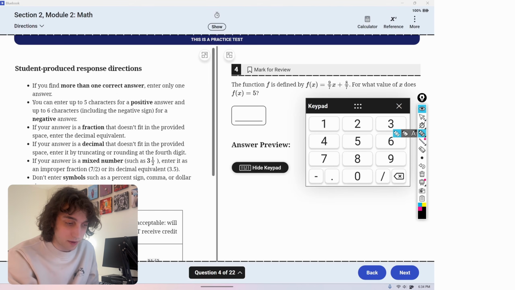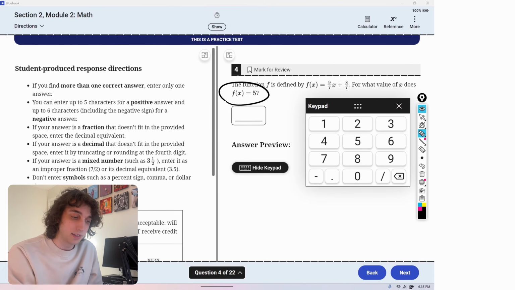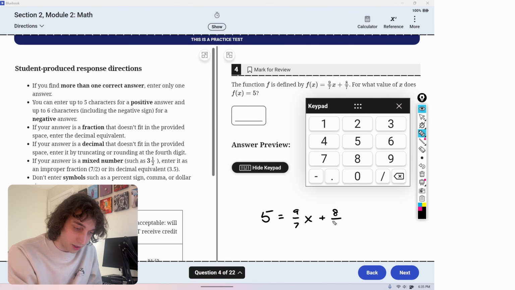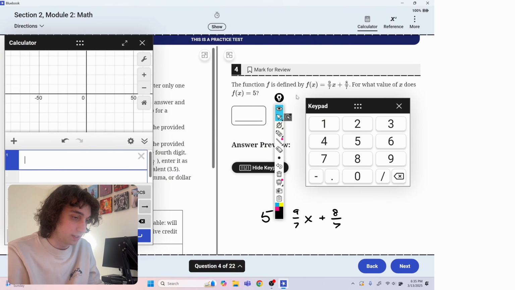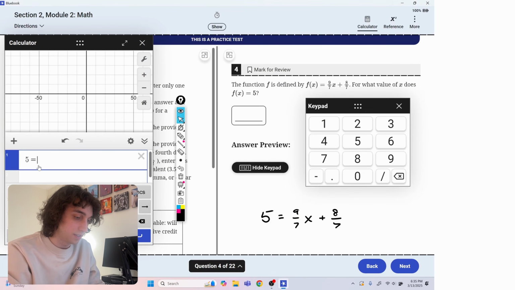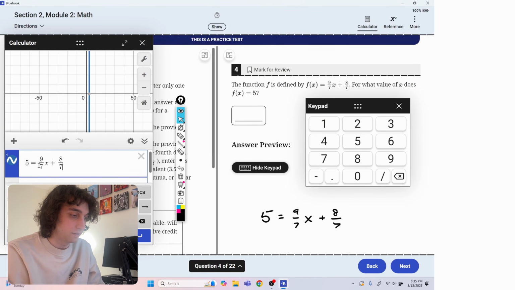Number 4, we have this linear function, and we're asked for what value of x does f of x equal 5. So basically when f of x is 5, we're trying to solve for the corresponding x value. Easiest way to do this is to just put it into Desmos, where we say 5 equals 9 over 7x plus 8 over 7, and we get x equals 3 as the answer.